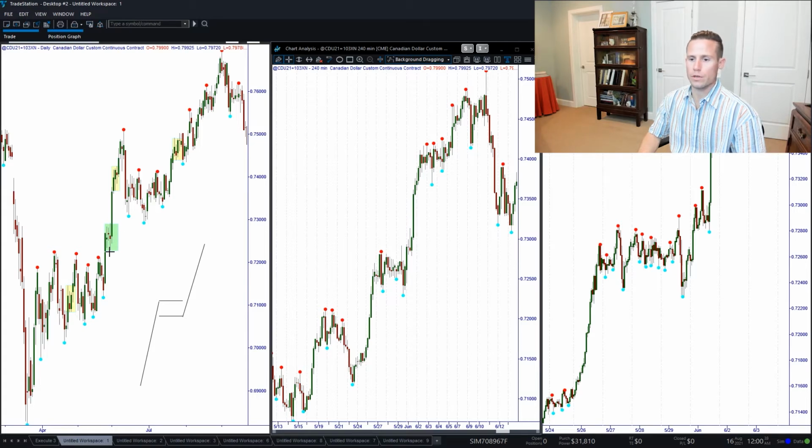So I'm going to be talking about this green highlighted area right here. Now, just to clarify, these three charts: my left one is a daily chart where every candlestick represents one day. My center chart is a 240-minute chart, so every candle represents 4 hours. And then my right-hand chart is a 60 minutes, so that's 1 hour.